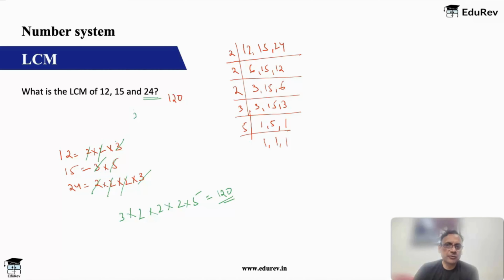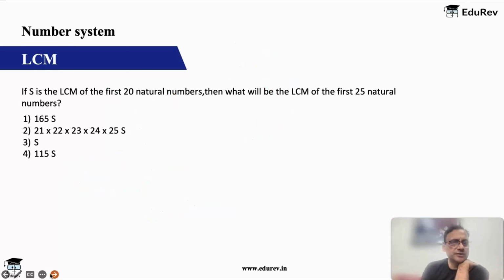Okay. So then 24 into 2, 48. Does it divide 15? No. 24 into 3, 72, no. 24 into 4, 96, no. 24 into 5, 120, yes. So 120 divides 15, it divides 12 also, hence 120 is the LCM. Okay, so all three methods, whichever one you want to apply, it can be done. Let's do one more question.